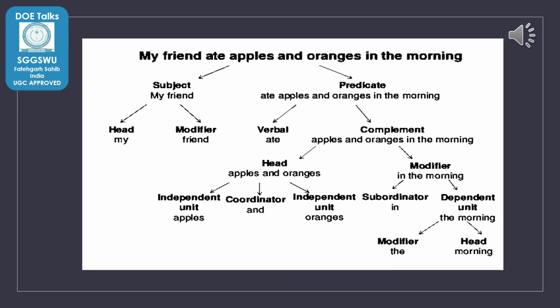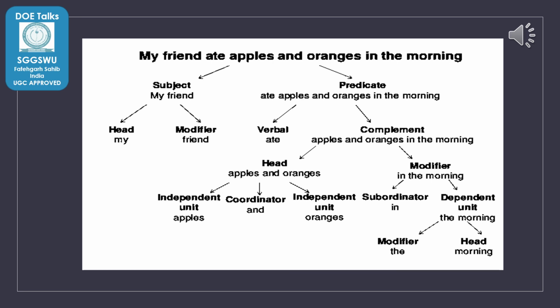Now here the verb phrase is "ate," right? And then we have a complement here, "apples and oranges in the morning." Now we divide this complement phrase into head and modifier. We have here two nouns, apples and oranges, and we have a coordinator here, that is "and." Then the modifier, which is a prepositional phrase, is "in the morning." "In," which is a subordinator or what we call a preposition, has a dependent unit, which is a noun phrase. This noun phrase has modifier and head, that is the determiner "the" and noun "morning."